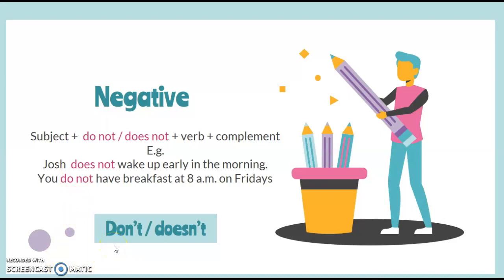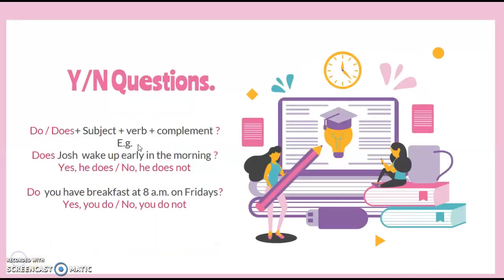Another important piece of information is that we have some contractions. For do not, we are going to have don't, and for does not, we are going to have doesn't. For a yes or no question, we are going to use our auxiliary verb do at the beginning of the sentence, okay? So we place do or does at the beginning and then the same structure as before.